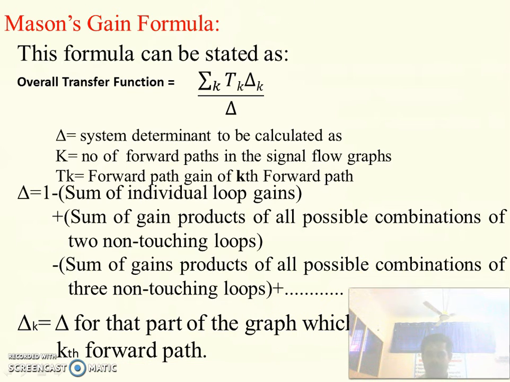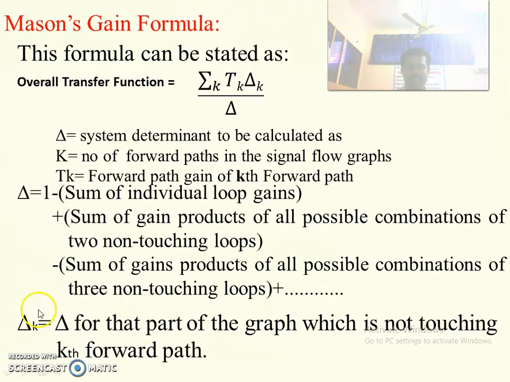Now what is delta k? Delta k is delta for that part of the graph which is not touching the kth forward path.